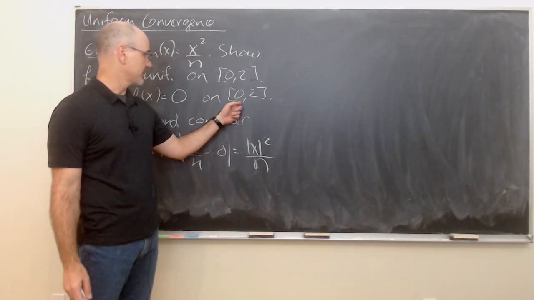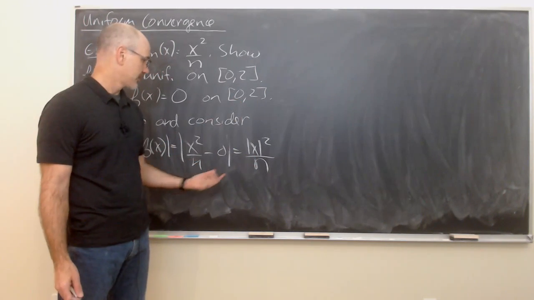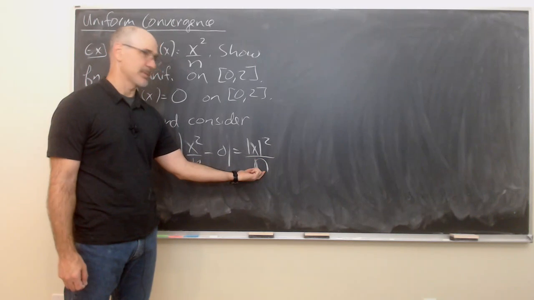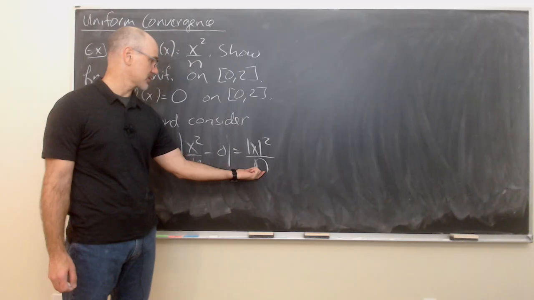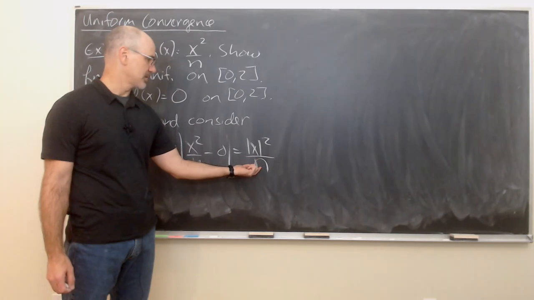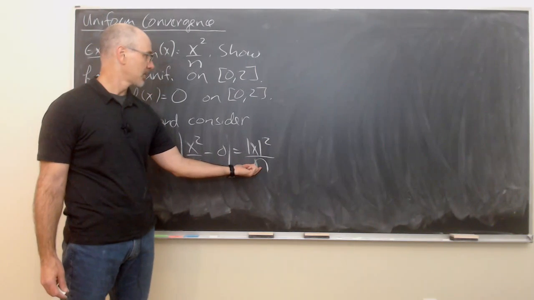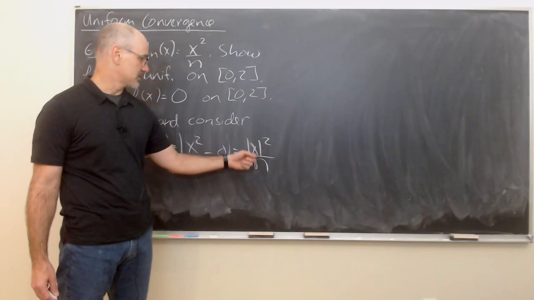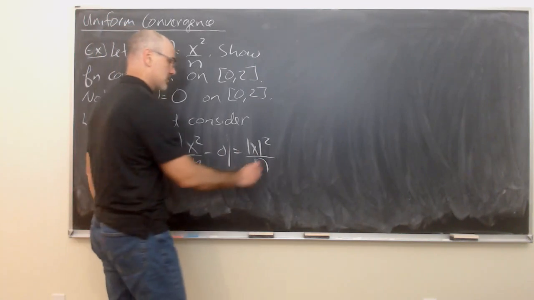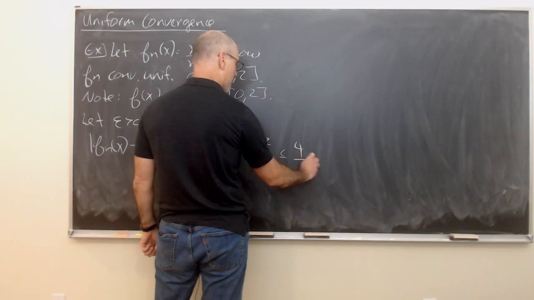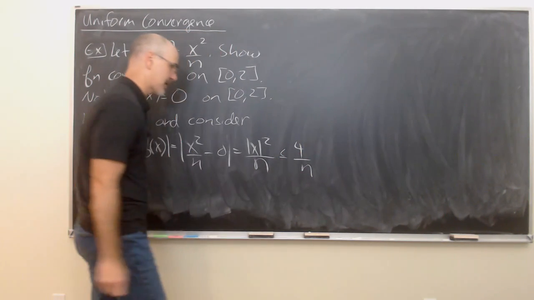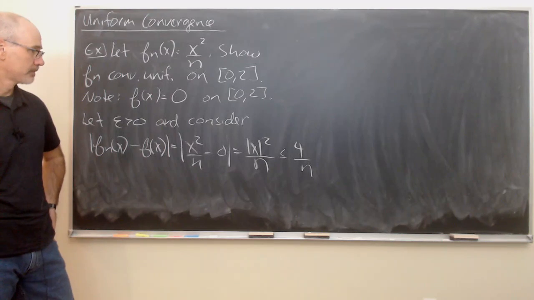So if I use the fact now that x has to live in the interval 0 to 2, that allows me to get a bound on this term that now doesn't depend on x. I can't choose an n that depends on x. So I want to know how large this thing can be on my set. And the largest it can be is if x is 2. So this is less than or equal to 4 over n, since x has to be between 0 and 2.